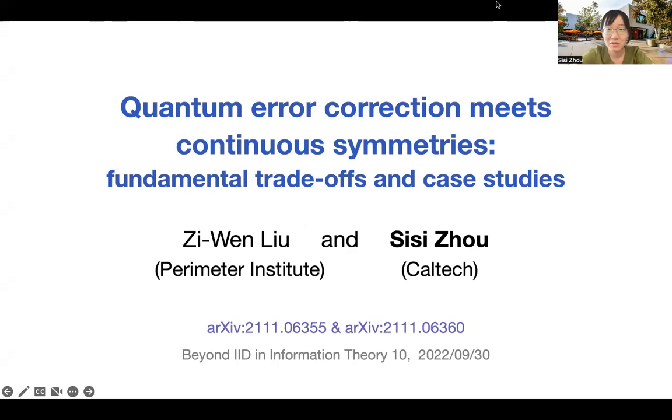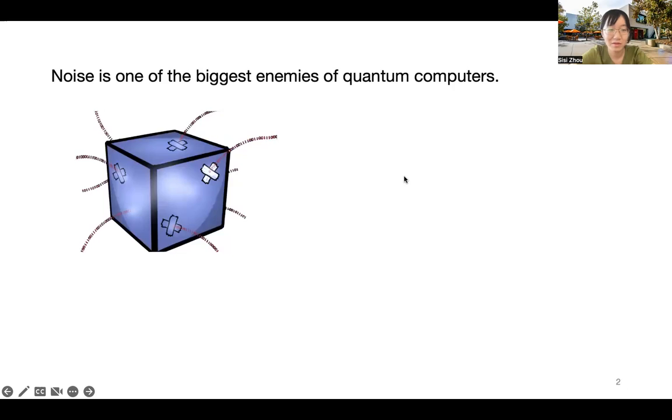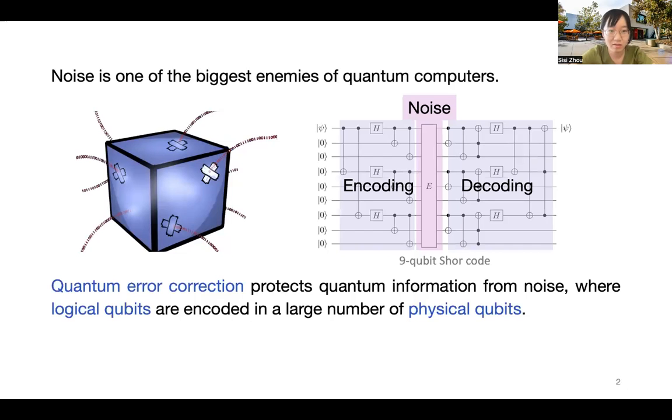Hi everyone. Today I'm going to talk about the fundamental trade-offs between quantum error correction and continuous symmetries. First, we all know that quantum noise is one of the biggest enemies of building a real-life quantum computer. And quantum error correction is an important tool to protect quantum information from noise. It works in such a way that a bunch of logical qubits are encoded in a large number of physical qubits. For example, we can take a look at this 9-qubit Shor code here. One logical qubit is encoded into 9 physical qubits.